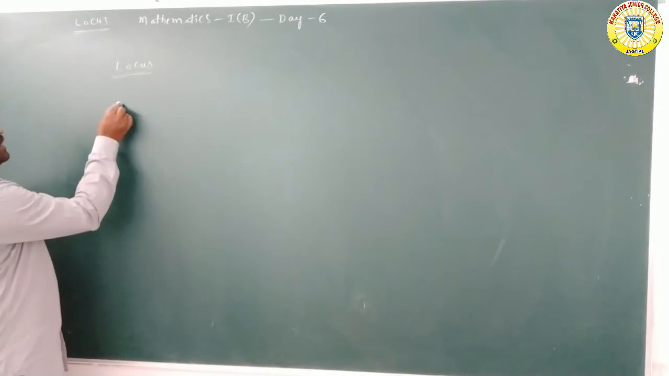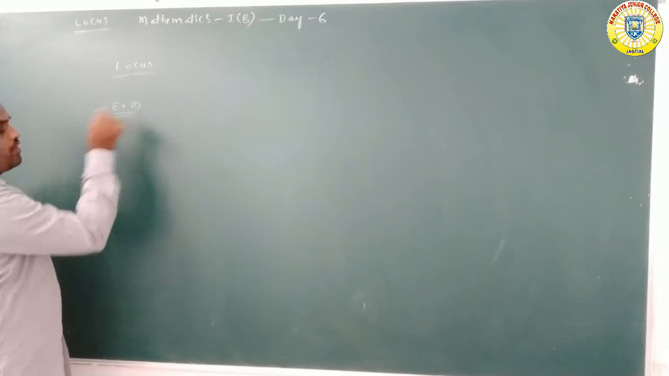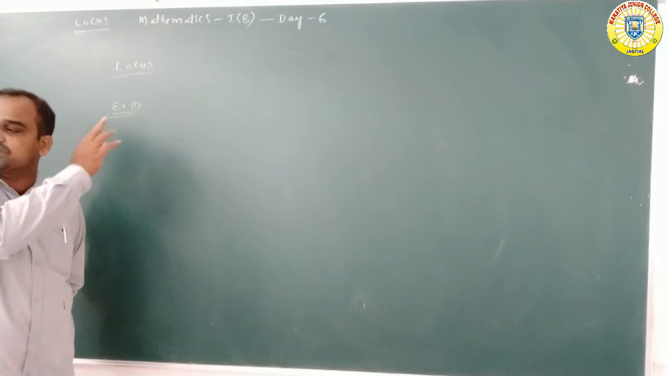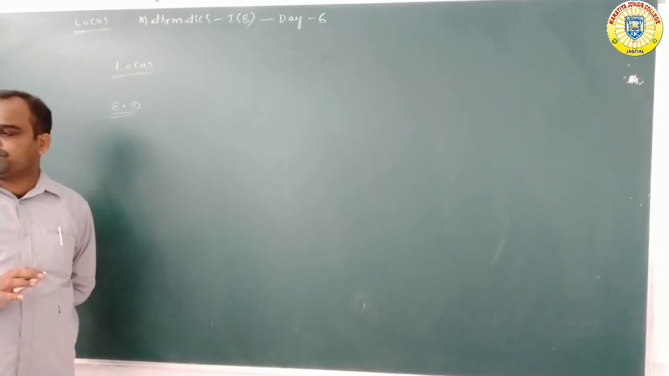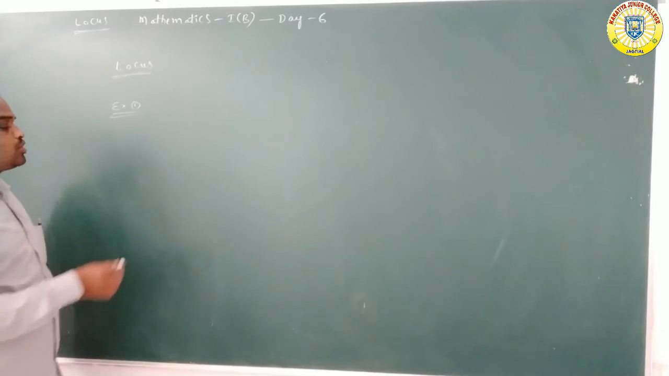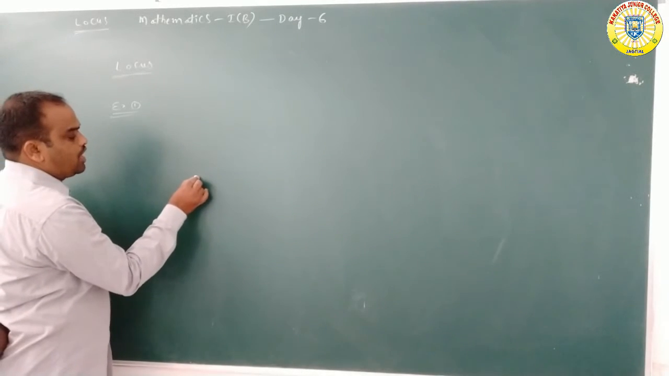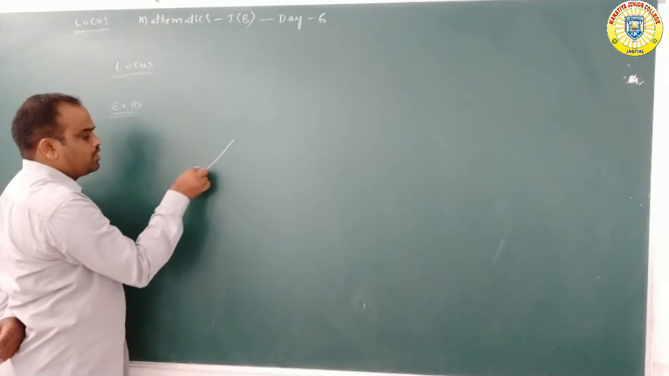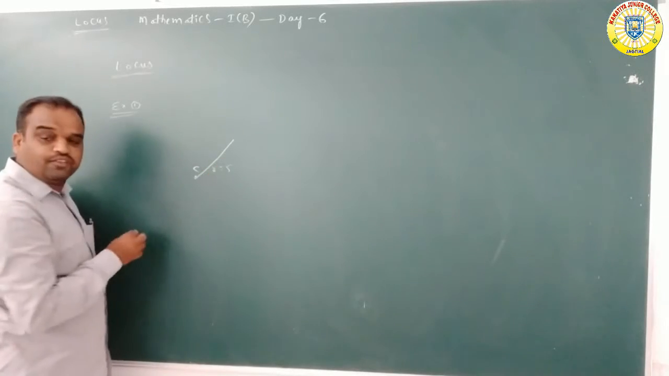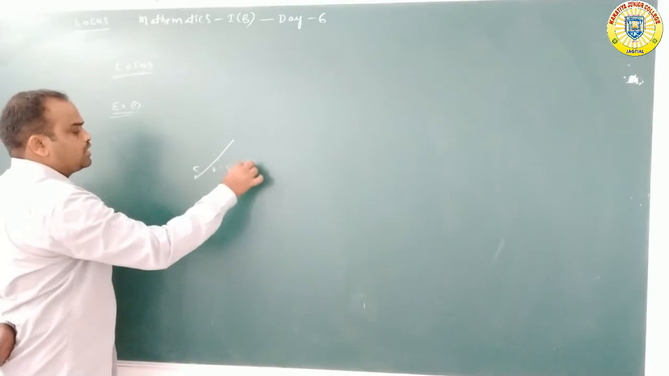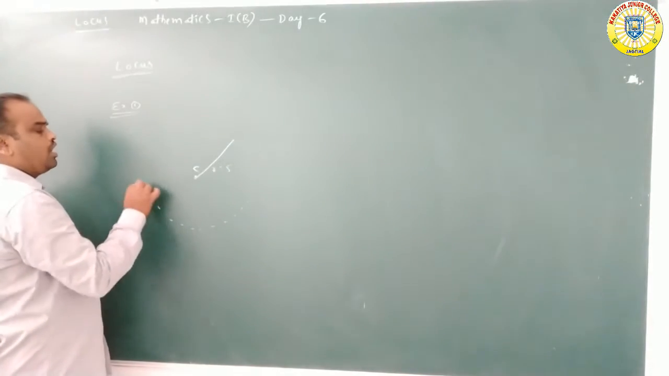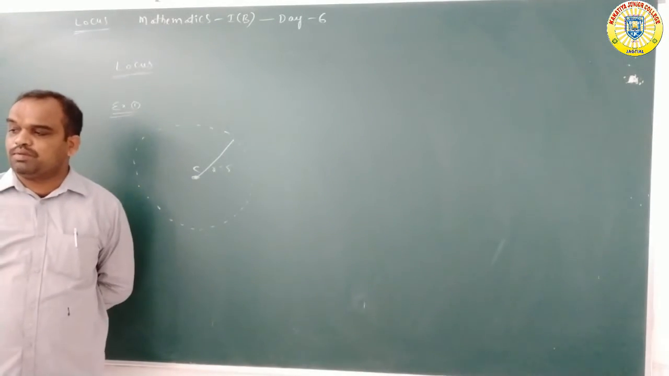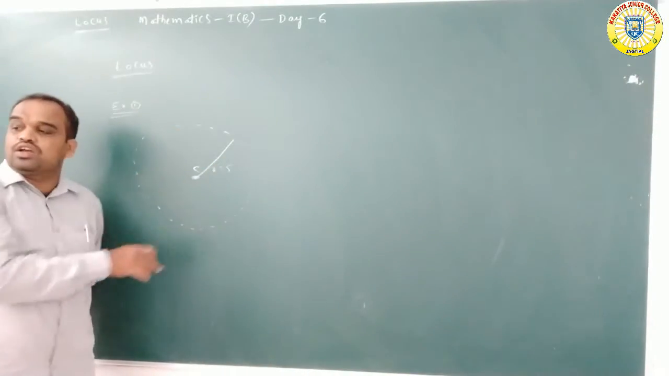Suppose we are taking example 1: the set of points which are at a constant distance from a fixed point. The locus of the points which are at a constant distance of 5 units from the fixed point C. Here R is equal to 5 units. We are denoting all the points that are 5 units from the fixed point C. So this dotted circle is our locus.